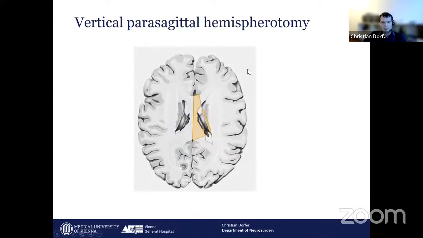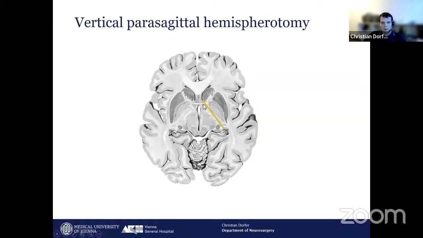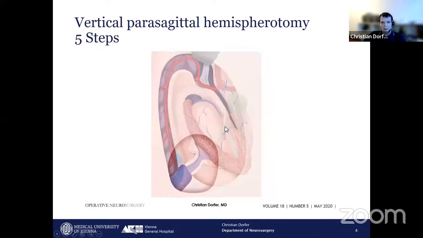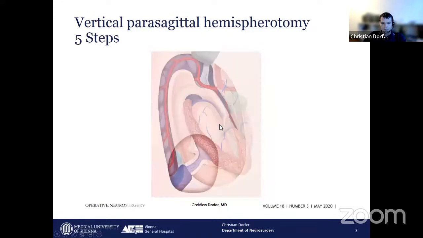You see here the callosotomy. Here is the disconnection line in the groove between the nucleus caudatus and the thalamus, all going down through the internal capsule. See here, this is on the MRI, and in the end, the complete disconnection.